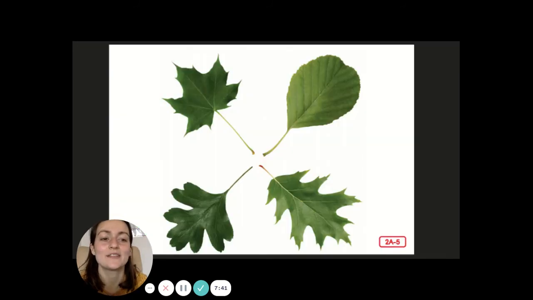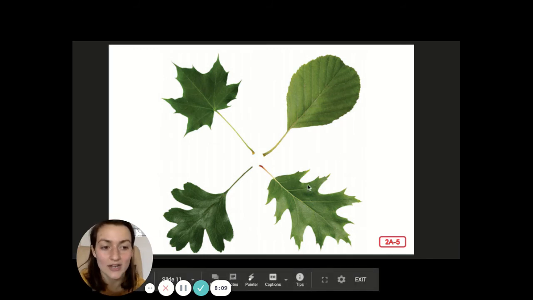Here are some leaves from different kinds of trees. Take a close look and you'll notice that the leaves have different shapes. In fact, one way to tell what kind of tree you're looking at is to look closely at its leaves. The leaf on the top left is from a sugar maple tree. The leaf below that is from a white oak tree. The leaf on the top right is from a witch hazel tree. And the leaf below that one is from a black oak tree.